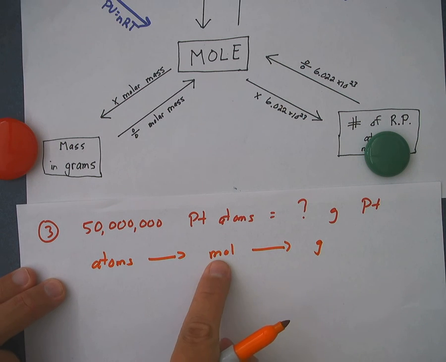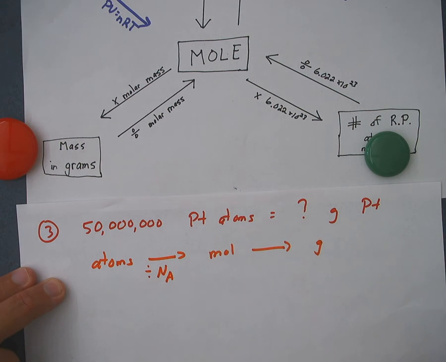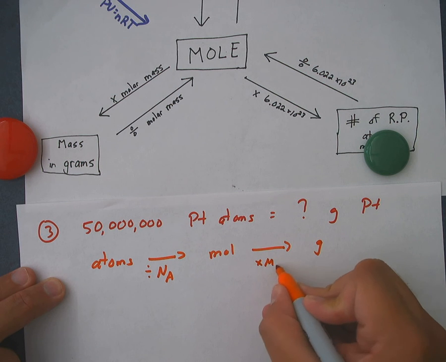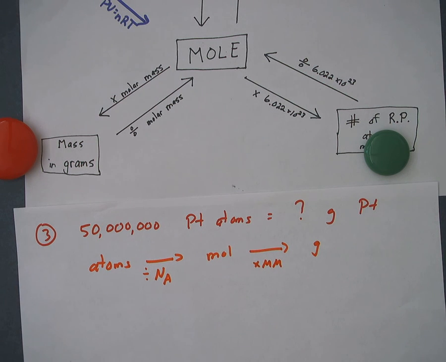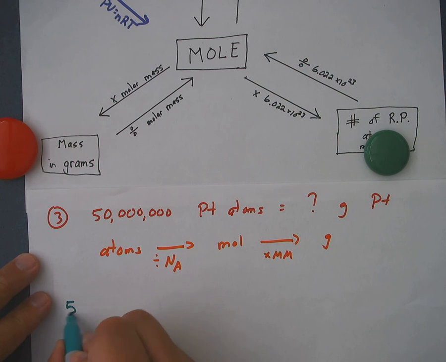To turn atoms into moles, we're going to divide by Avogadro's number. And to turn moles into grams, we're going to multiply. I'll do it mm for molar mass. That's not millimeter or something else. That could be different. Okay. So you can do this in 2 steps on your calculator or 1 step. I like to do it in 1 giant step.